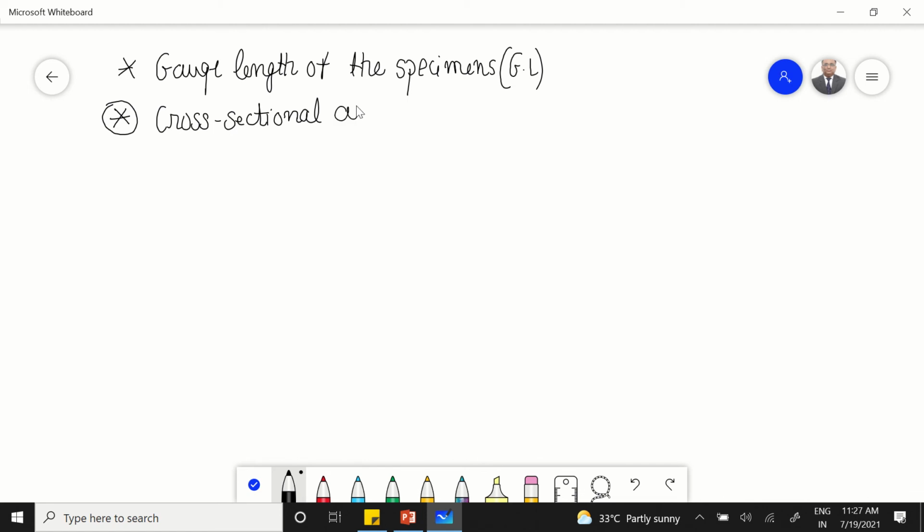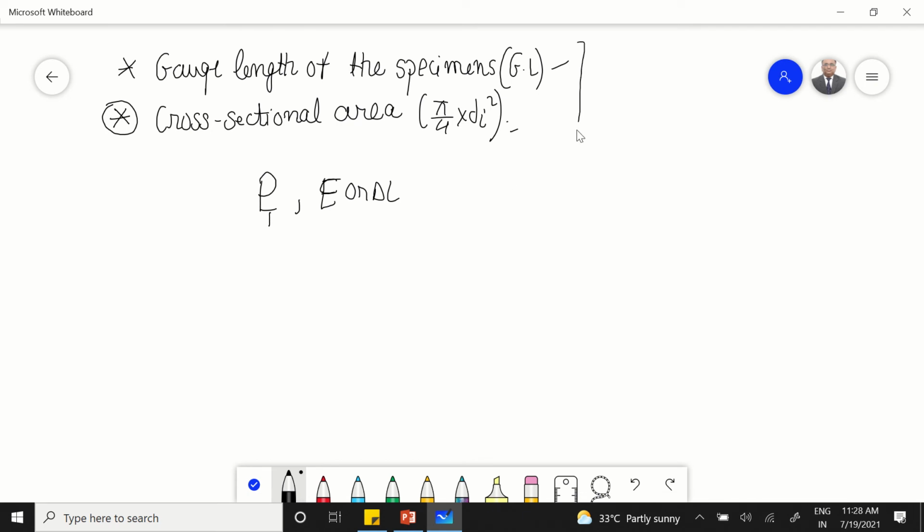Cross-sectional area. For the cylindrical specimen, it will be pi by 4 into di squared, where di is the initial diameter. Now let us say P_T is the load measured during the tension test, and delta L is the elongation of the specimen during the test, assuming we are using an extensometer. Now we have these measurements with us.